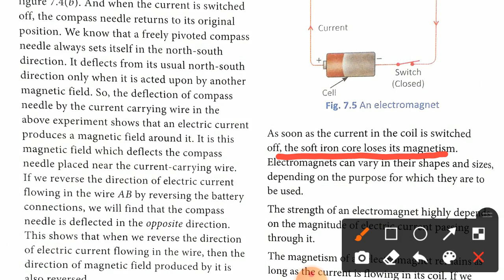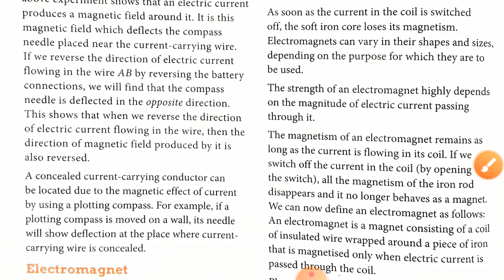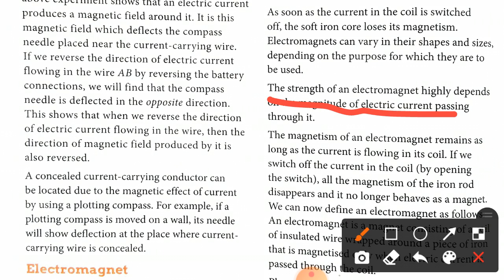You should know which material we use for making an electromagnet. So you have to give the answer that iron is used as a material for making an electromagnet. Now again the question arises, why do we use only iron? Because as soon as you switch off the current in the electromagnet, iron has the property to lose all its magnetism. That's why we prefer iron instead of other materials. Electromagnets can vary in their shapes and sizes depending upon the purpose for which they are to be used. The strength of the electromagnet highly depends on the magnitude of electric current passing through it. The stronger the current you pass through the electromagnet, the stronger it is.